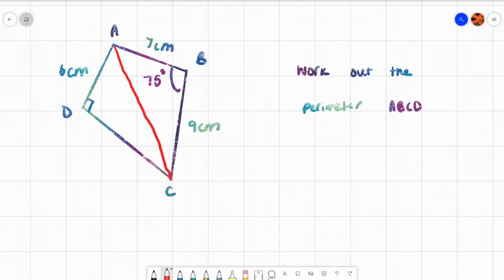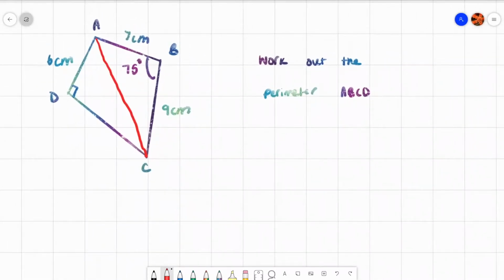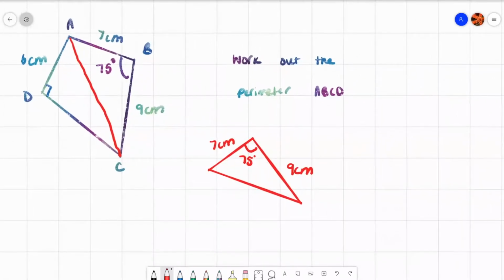Okay. And I'm going to draw this out separately. I'm going to do, if I could draw it out like that. I've got 75 there. I have got 7 centimeters here, 9 centimeters here. There is no set way of knowing what to do. But if you have a look at the sine rule and the cosine rule, you will know that you only use them with triangles. The shape that was given to you was not a triangle, was it?